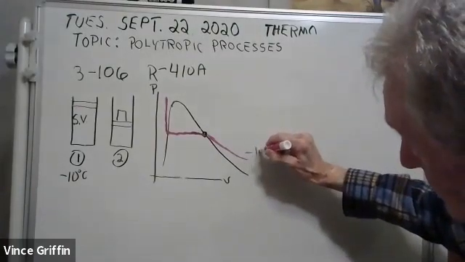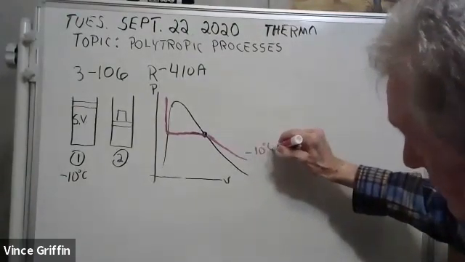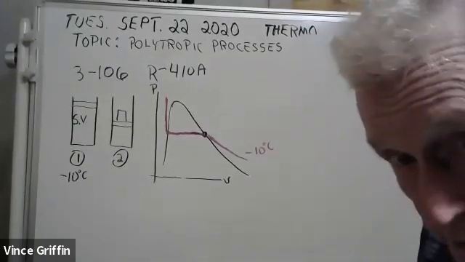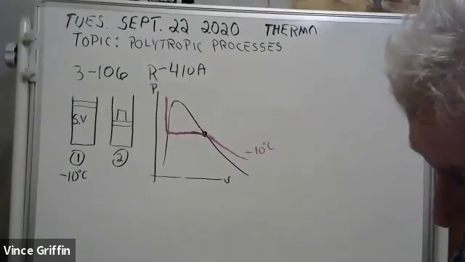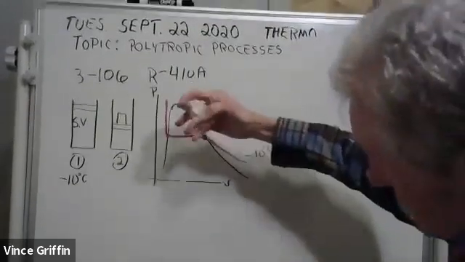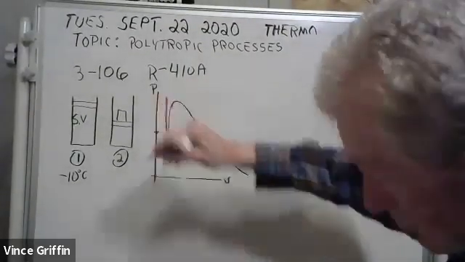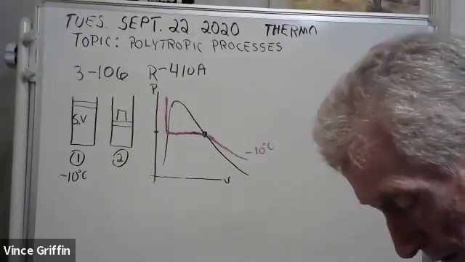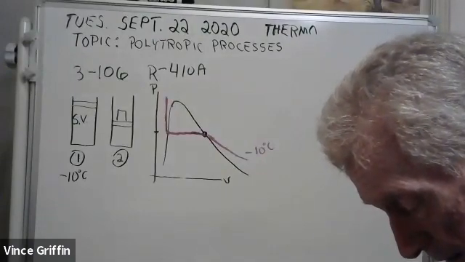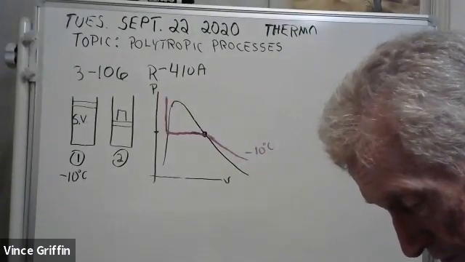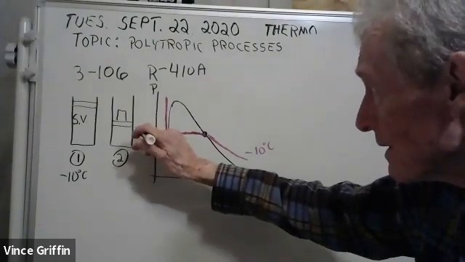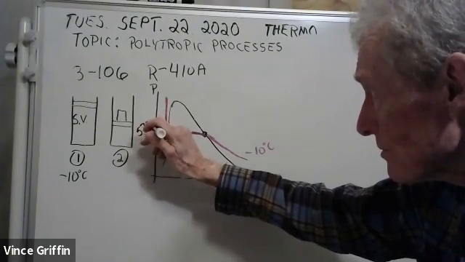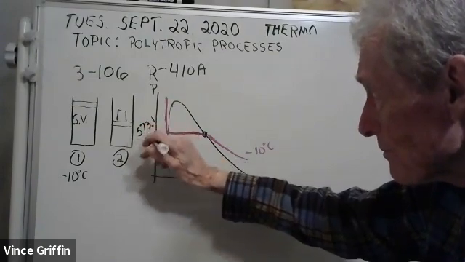There's your -10 degrees Celsius isotherm. And we know what this pressure is right here. My table says 573.1. Now I need you to look in your table.